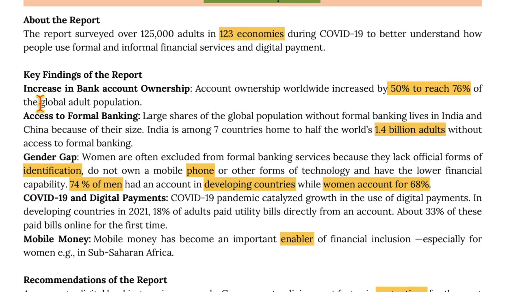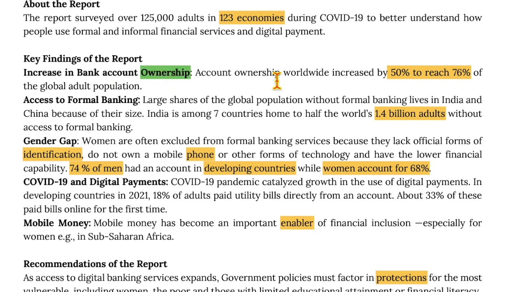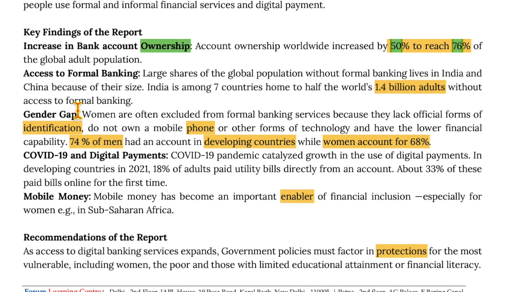Key findings of the report: there is an increase in bank account ownership. Account ownership worldwide increased 50% to reach 76% of the global adult population. On access to formal banking, large shares of global populations without formal banking live in India and China because of their size. India is among 7 countries home to half of the world's 1.4 billion adults without access to formal banking.